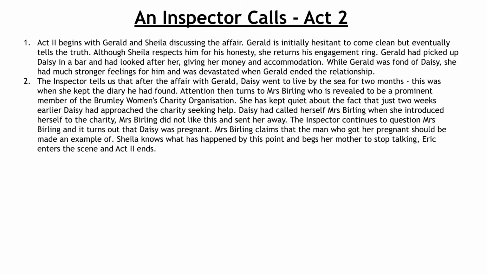Act 2. Gerald and Sheila obviously are discussing the affair, and then the inspector tells us that after the affair with Gerald, Daisy went to live by the sea for 2 months. He does make reference to Gerald kind of rescuing her, and Sheila is very sarcastic in the fact that she later on refers to Gerald as the fairy prince. So it's all very much not expected at the time for women to question their husbands.